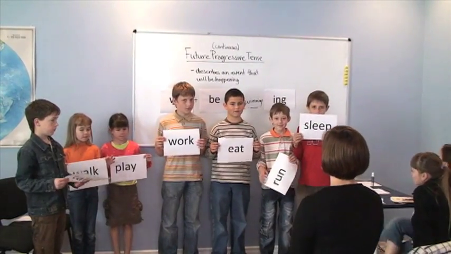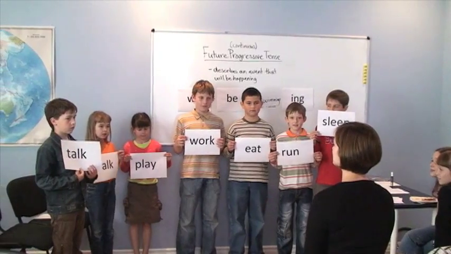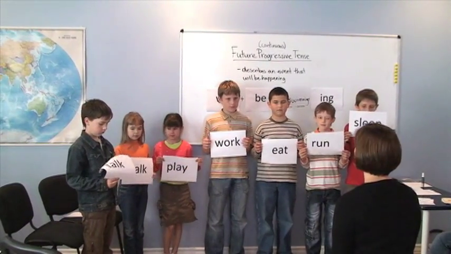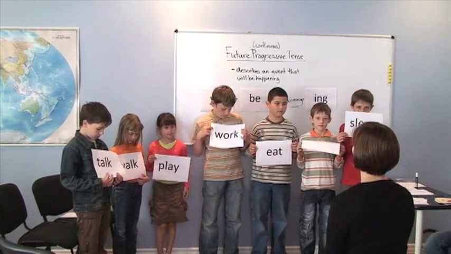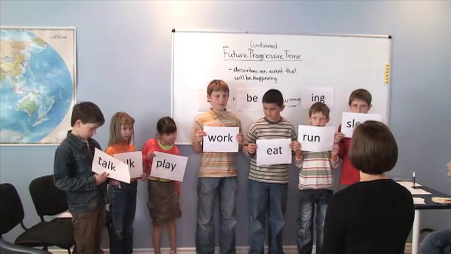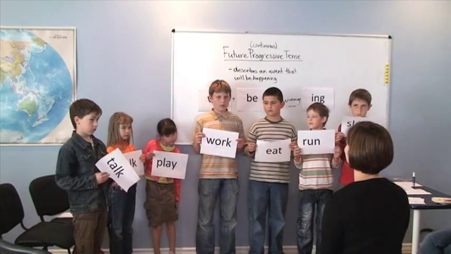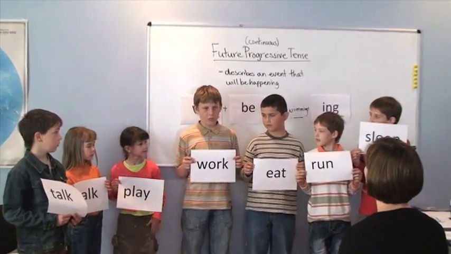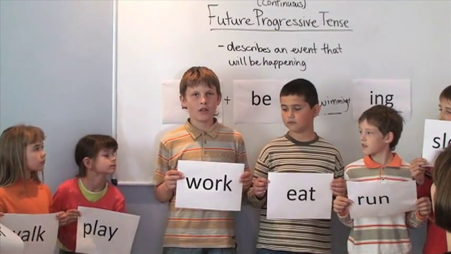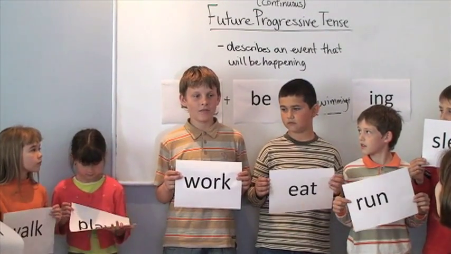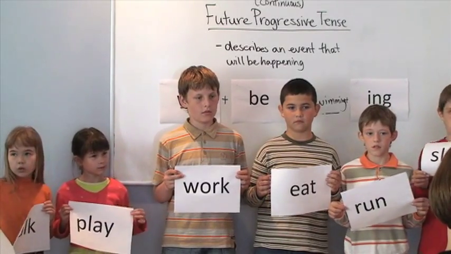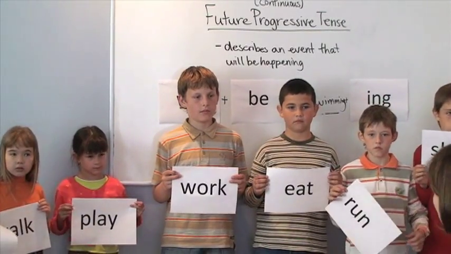Now, let's see your verbs. What you need to do is make a sentence with your verb in the future progressive tense. Okay. Who would like to start? You want to start, Dima? Okay. I'll be, or when you're old enough. Yes. Okay, so Dima will be working when he is old enough. Very good. You can have a seat.